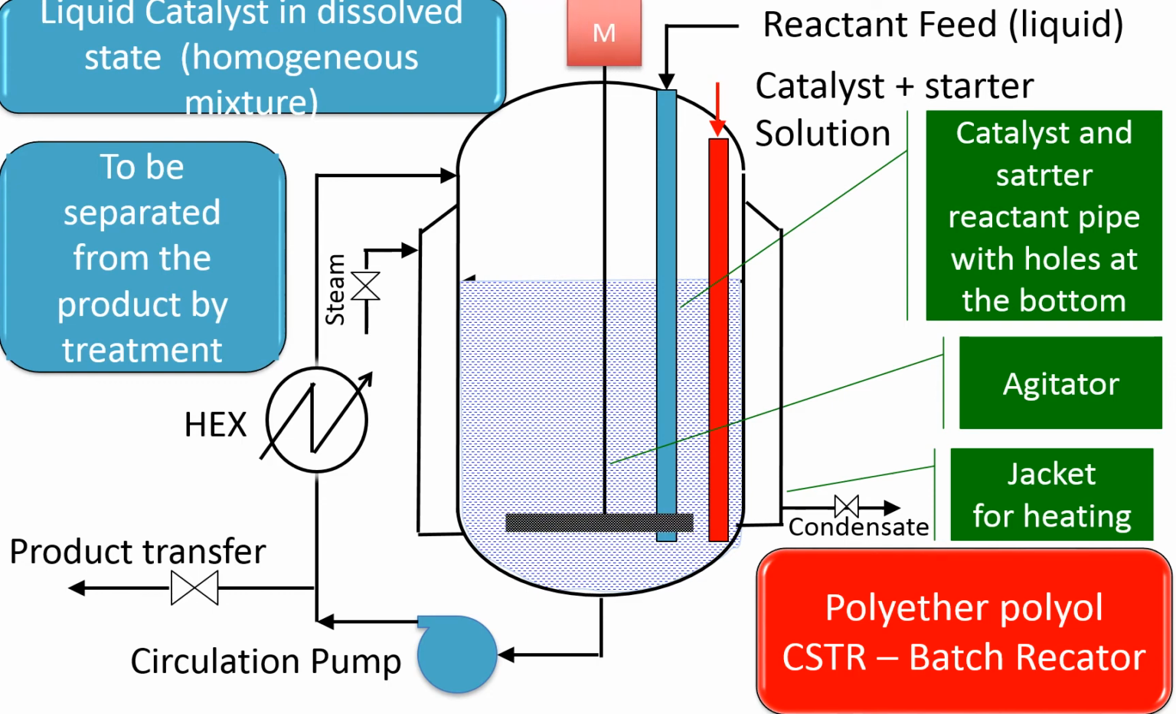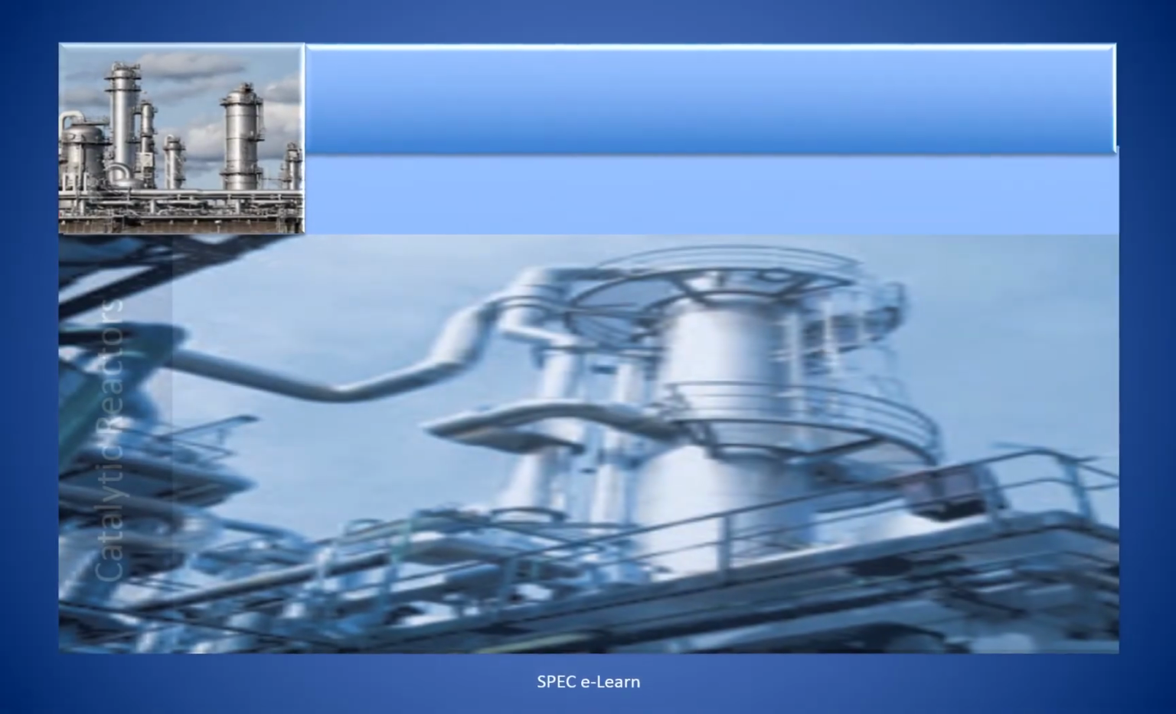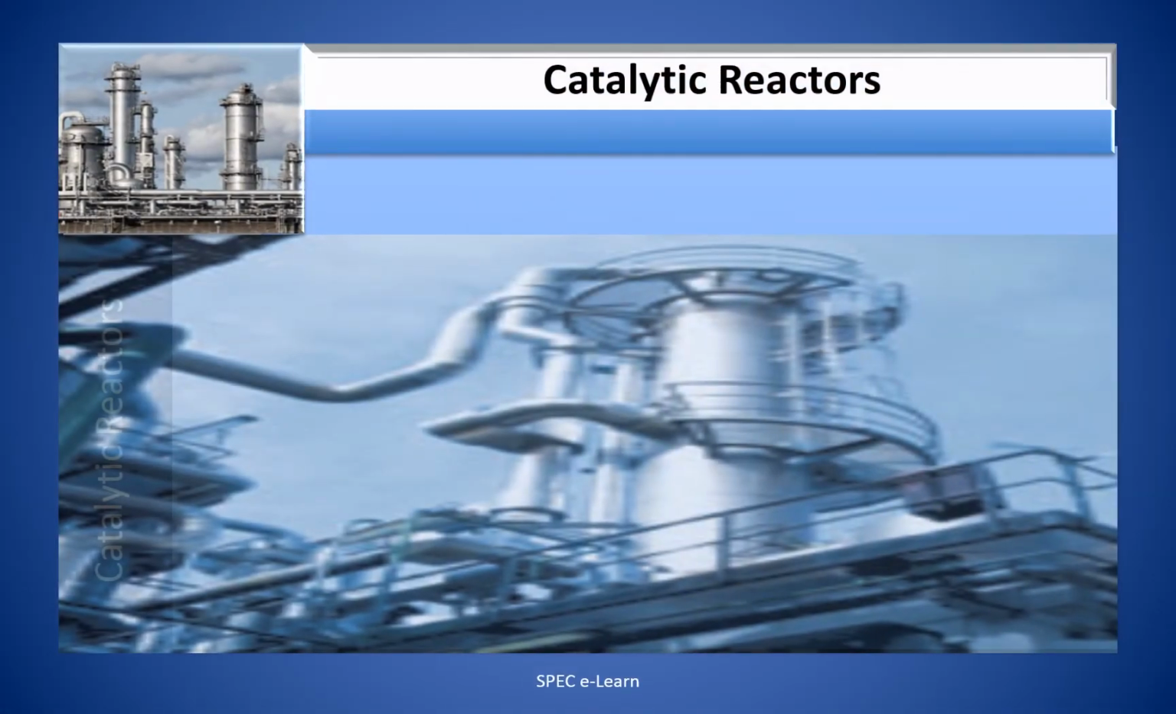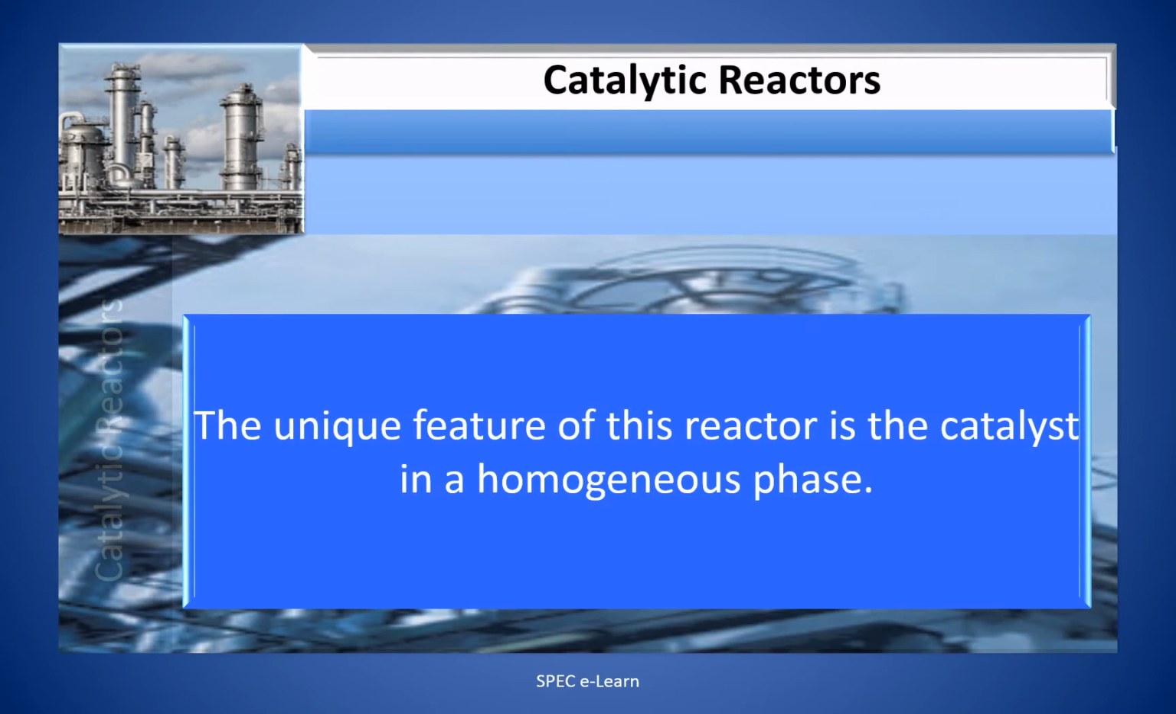When the required batch size is achieved, the feed addition is terminated. After that, the product containing the catalyst is discharged from the reactor to another processing vessel where the catalyst is separated. The unique feature of this reactor is that the catalyst is in a homogeneous phase.